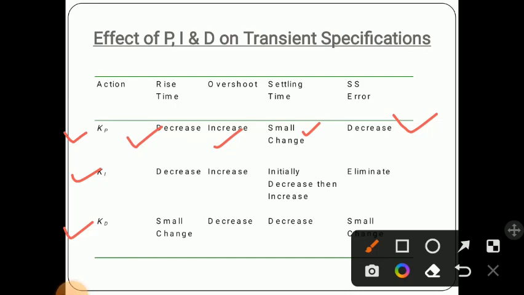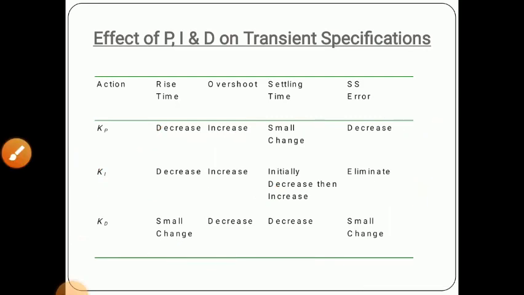When you use Ki, then you can reduce rise time, you can eliminate steady state error, settling time decreases then increases, and overshoot increases. When you use Kd, there is a small change in rise time, overshoot decreases, settling time decreases, and steady state error has a small change. So every action, Kp, Ki and Kd, has some advantages and disadvantages. That's why we have to use them in combined mode, composite mode.